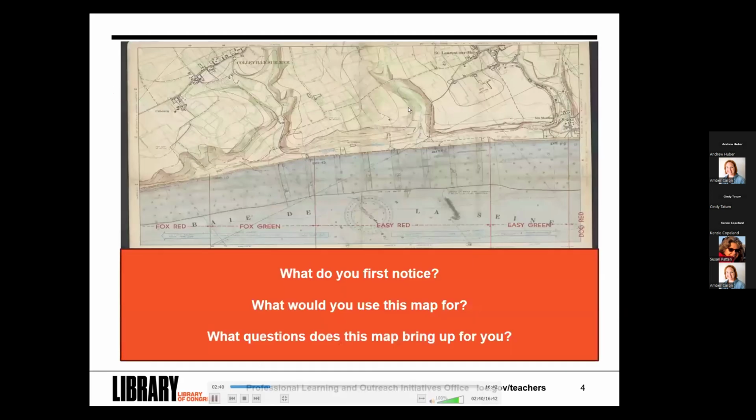Now, I said all these sources, but we're really going to look at one source today. We're going to analyze and break it down deep. So I want you to take a look. The source that we're looking at today is a map. I want you to look at this map, and as you look at the map, I want you to identify, what do you first notice?